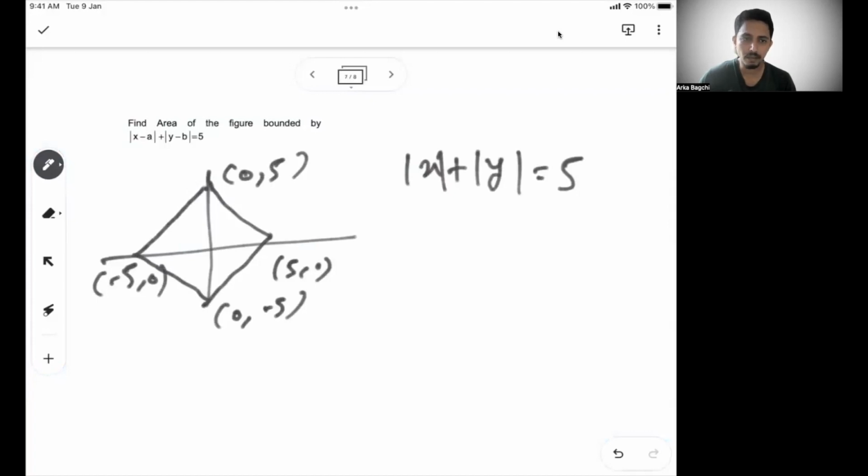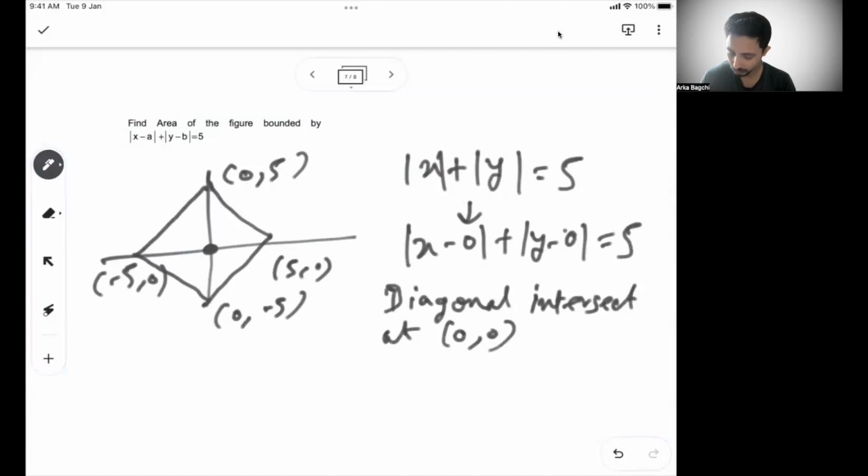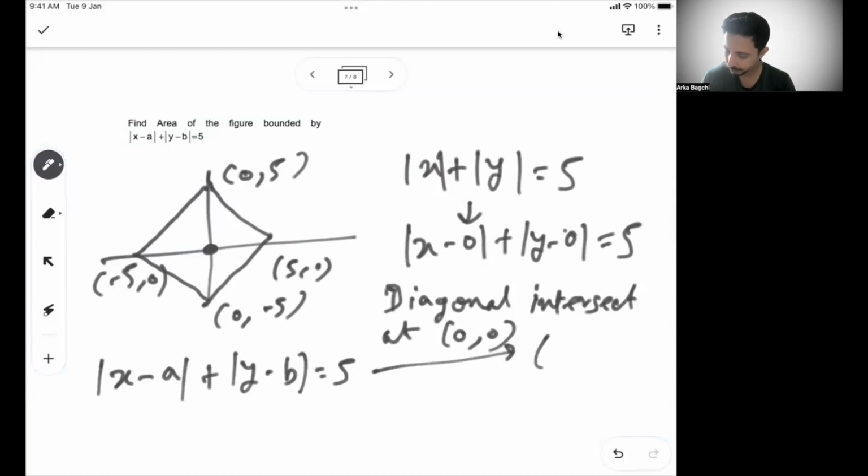Now, if it is mod of x minus a plus mod of y minus b, in this case, we know this is nothing but mod of x minus 0, mod of y minus 0 equal to 5, right? So we can say the center, where the diagonals intersect, is at 0, 0. For the given one, mod of x minus a plus mod of y minus b equal to 5, your diagonals will intersect at a, b.